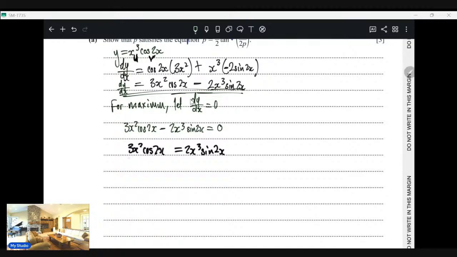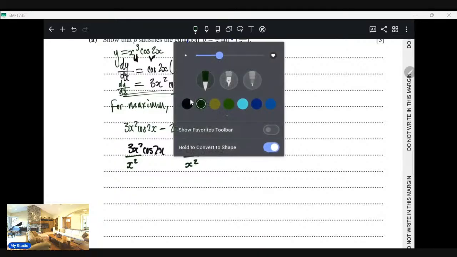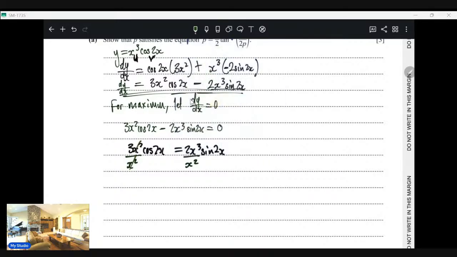First, let's divide the terms with x. We're going to divide both sides by x squared, which means the x squared will cancel. Then you get 3 cos 2x. And this is how it goes. You now have 2x sine 2x.